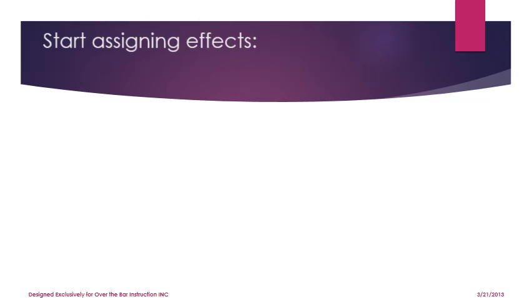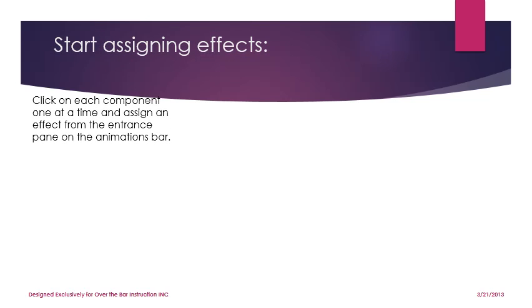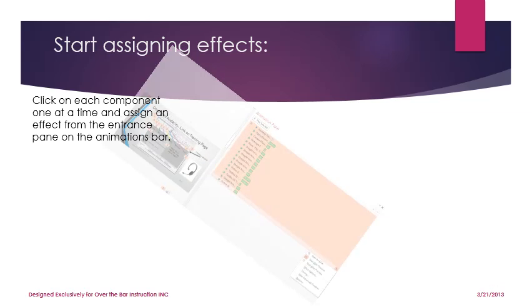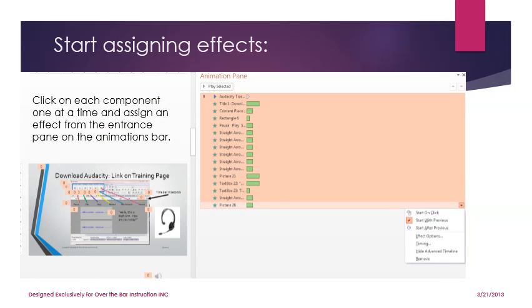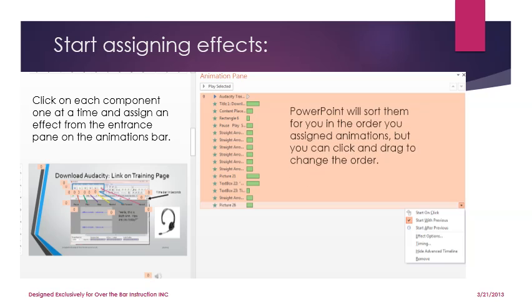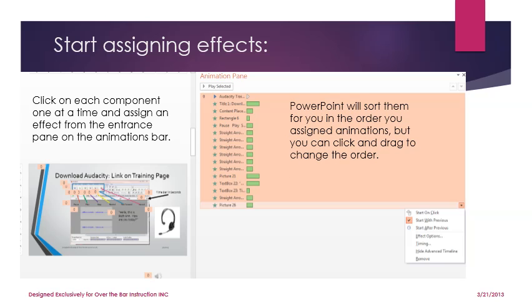Begin clicking on your components in the order that makes sense for them to appear according to the script you used when you recorded your audio. I've included my most complex slide from the last training we did to show you that each one has been assigned an animation by clicking on the component and then on the animation effect I want to apply to it. When I do that, PowerPoint will add it to the list on the right in the animation pane.